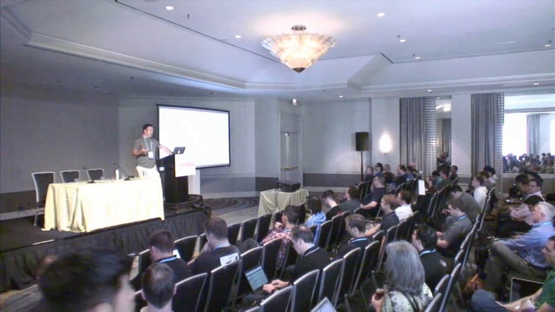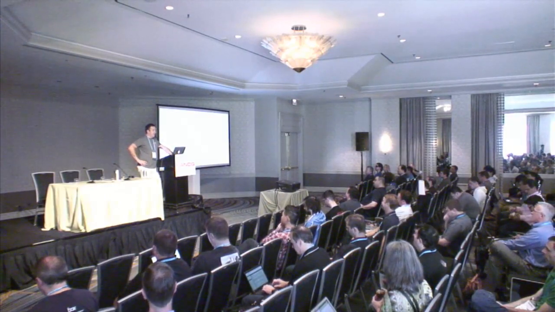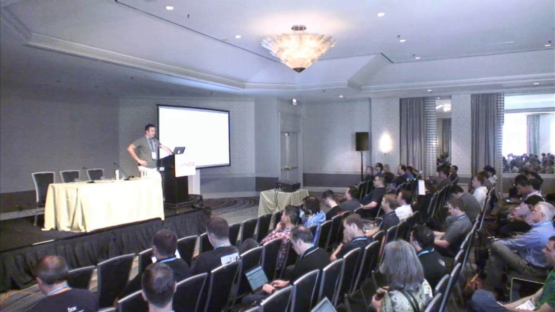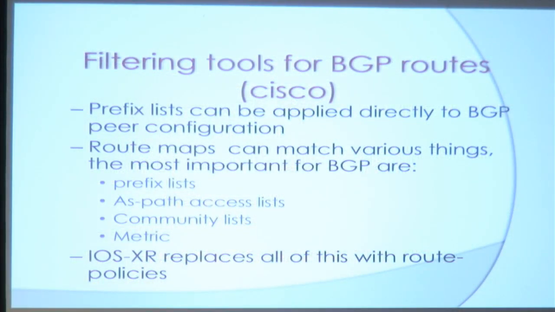On iOS, you'd use route maps. They can match all kinds of stuff. Most importantly, they can match communities by way of community lists. And that is really important because that allows you to move your filtering around. iOS XR replaces all this with route policies.